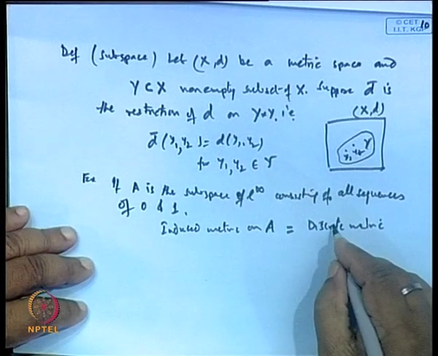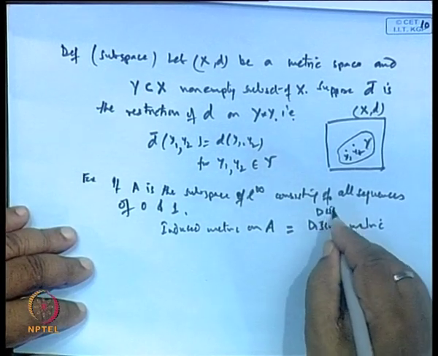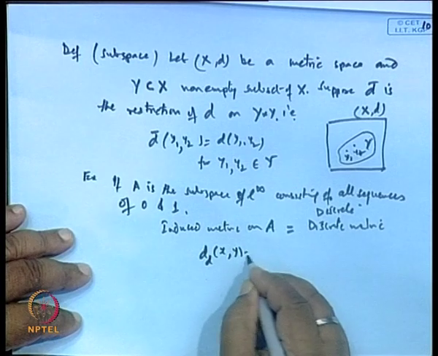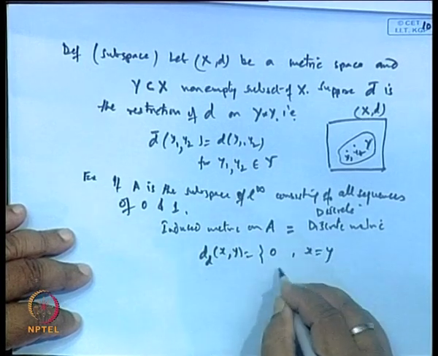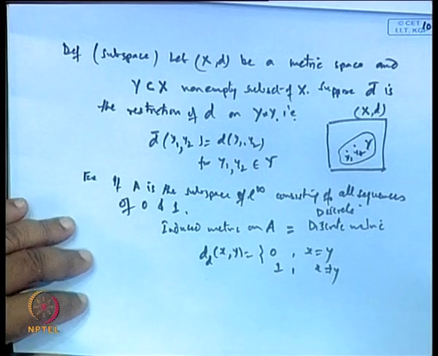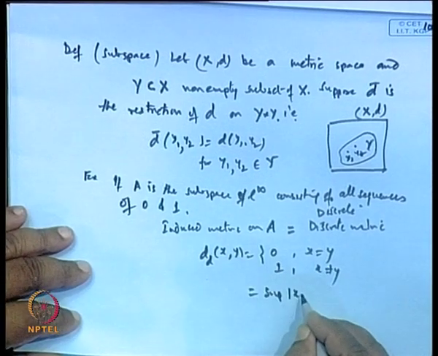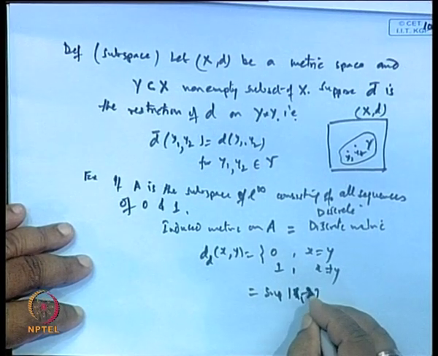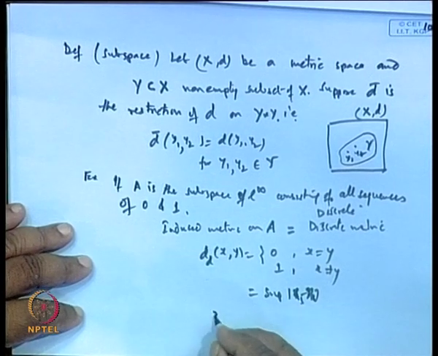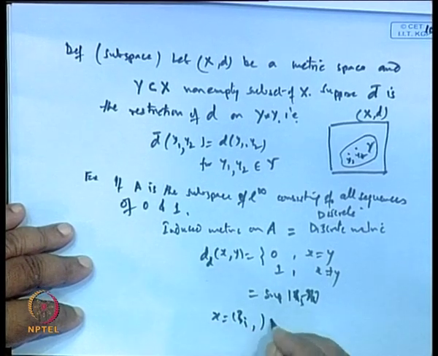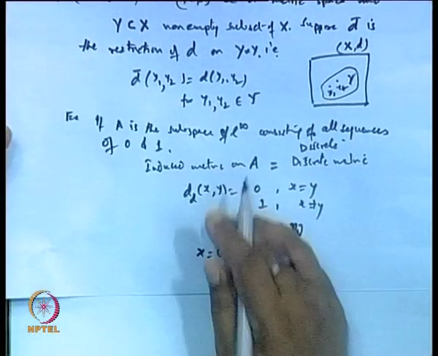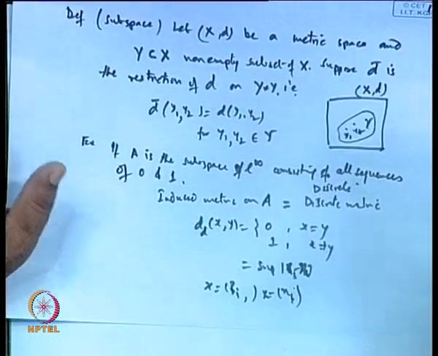because what is the discrete metric? If we take the discrete metric, say d, d of x, y is 0 if x is equal to y and 1 when x is not equal to y. It is as good as the supremum of mod of x i minus, sorry, eta i, where x is xi i and y is eta i. Okay. Because if these two are equal, then it will be 0, otherwise 1. So, the discrete metric becomes the induced metric for this. Thank you. That is all.